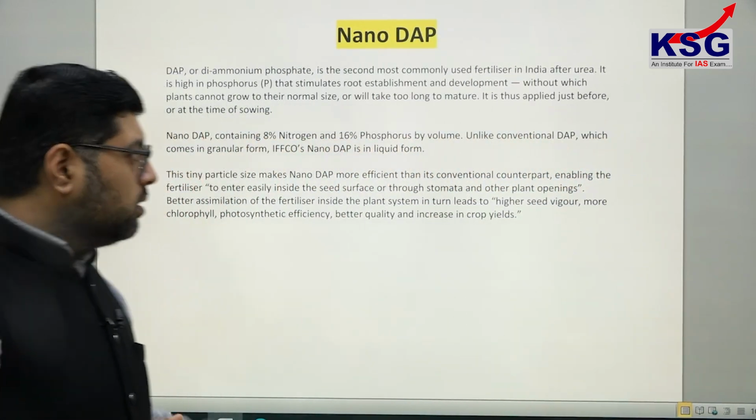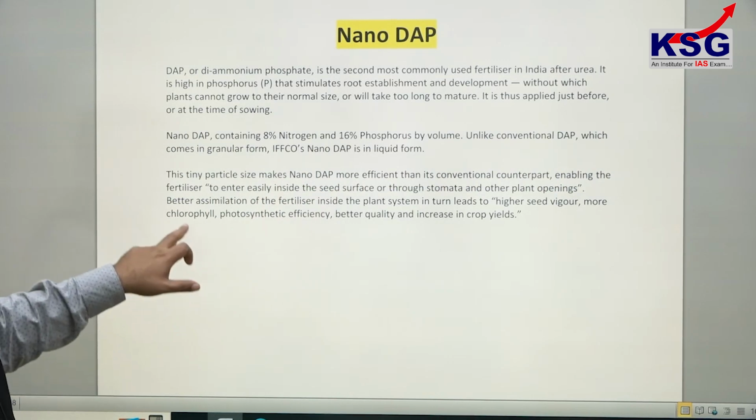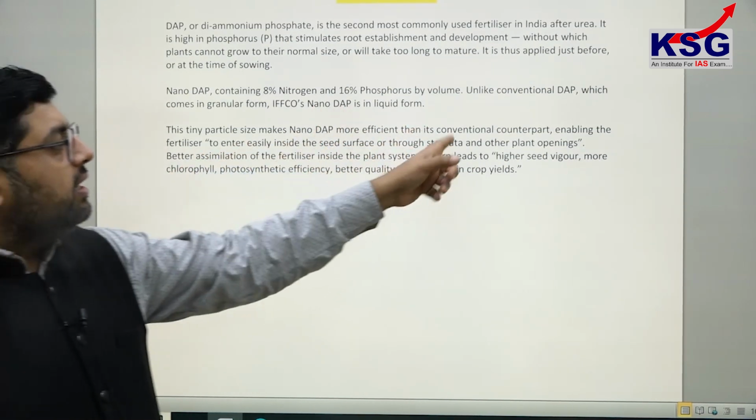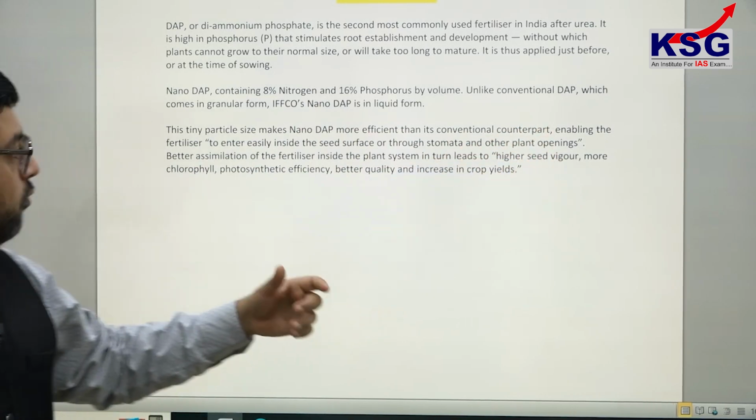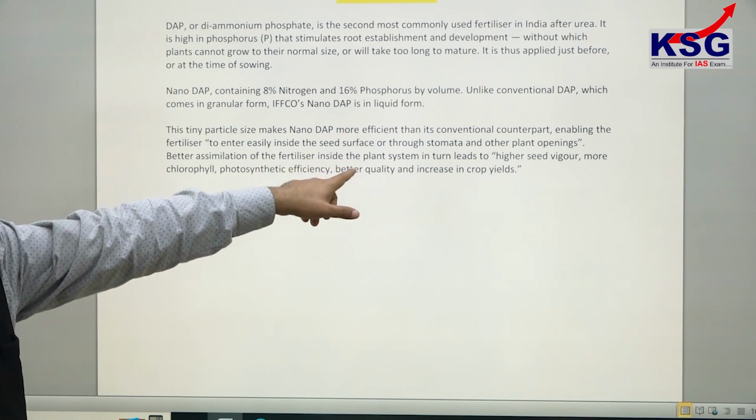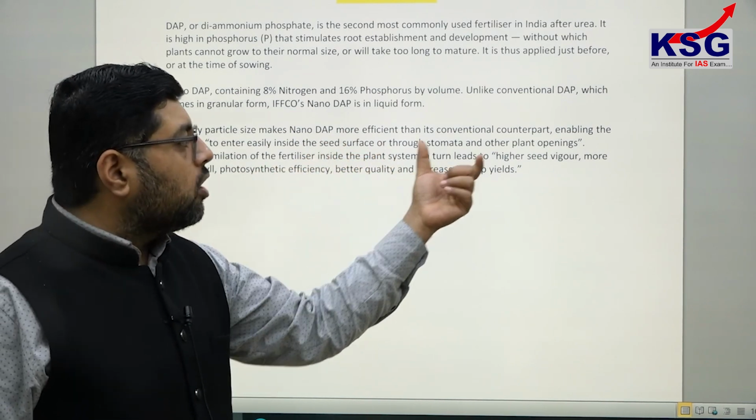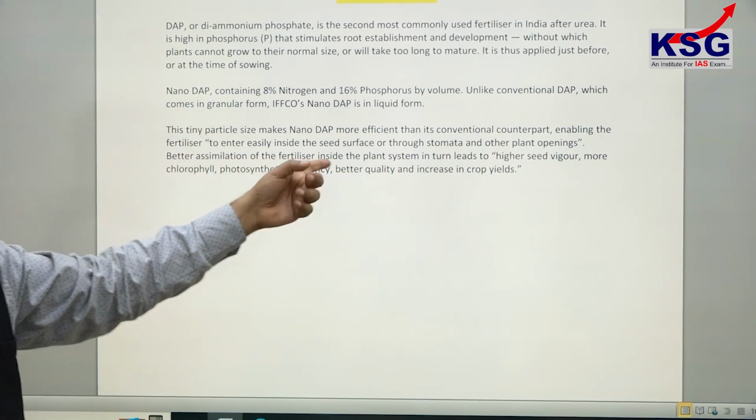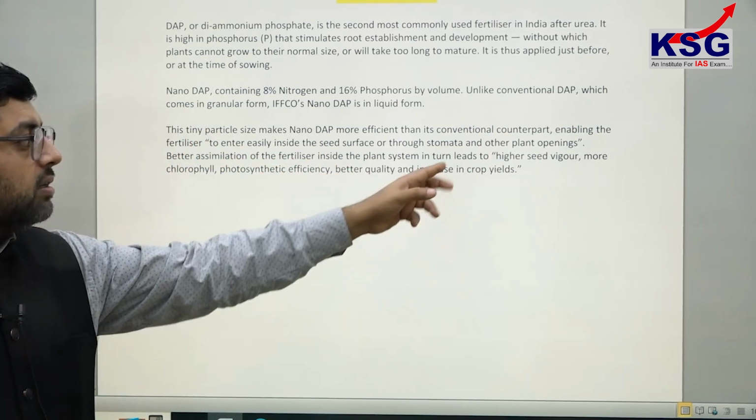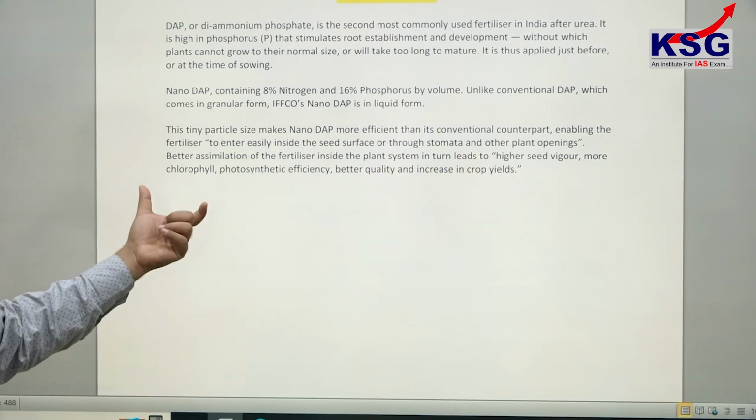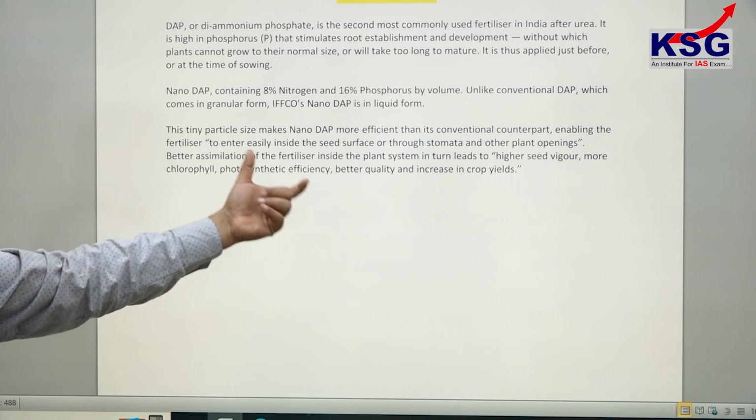Okay. Now this is in liquid form. This tiny particle size makes nano DAP more efficient than its conventional counterpart. In what way? Basically, it can easily enter through the seed surface, the stomata, or other plant openings. Better assimilation of fertilizer inside the plant system further leads to higher seed vigor, more chlorophyll, photosynthetic efficiency, better quality and an increase in crop yield.